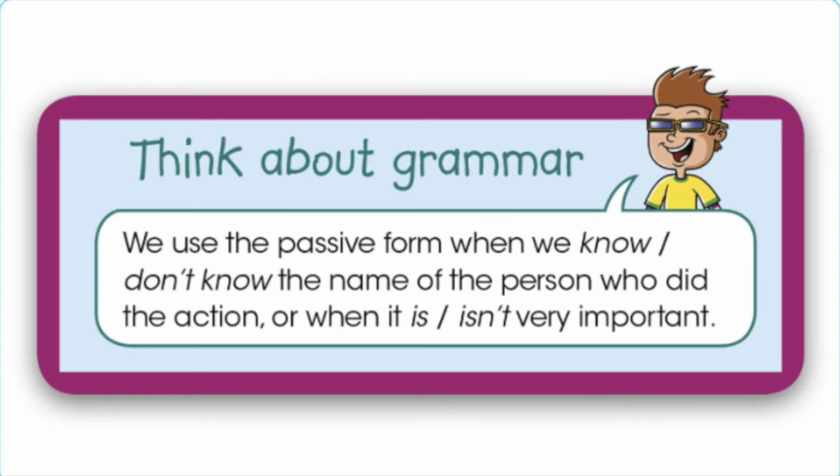And think about grammar. We use the passive form when we know or don't know the name of the person who did the action, or when it is or isn't very important.